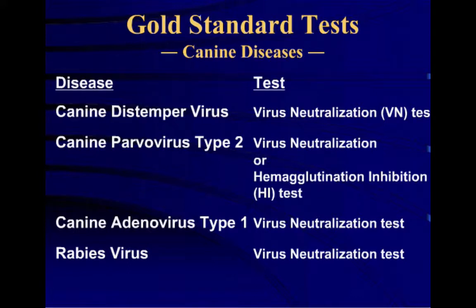Why do these correlate with immunity? Because it tells you what's happening in the animal. If that antibody is there and it neutralizes the virus, it either can't infect, or if it infects, it can't cause disease because you control it. So that's an important consideration in the dog.